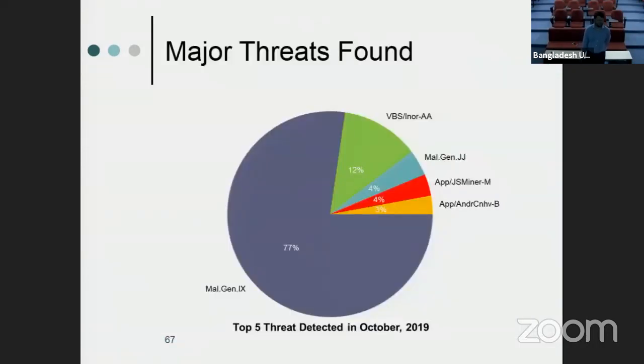In terms of major threats, as I said, 70%, 77% of the malware is actually from mal.gen. In this category, mal.gen.IX is the most. We also had mal.gen.JJ at 4%, and VVS Inor we had almost 12%. So these comprise most of the attacks or threats that come in.